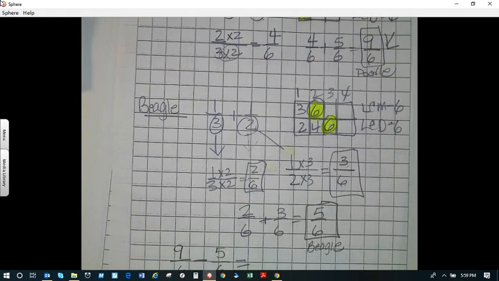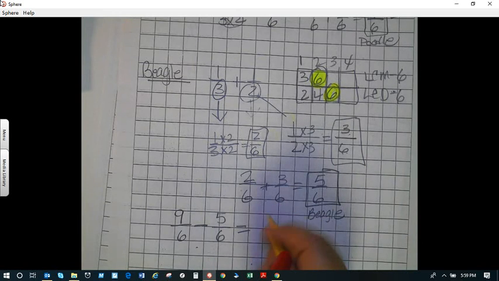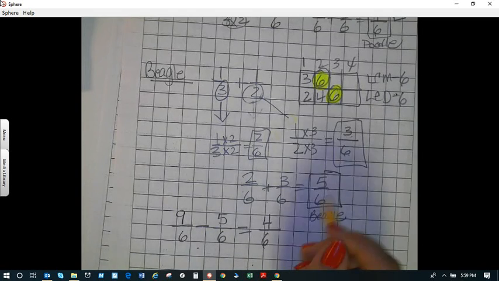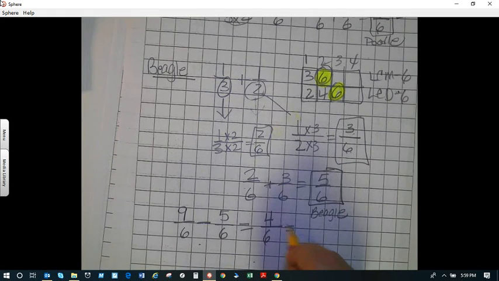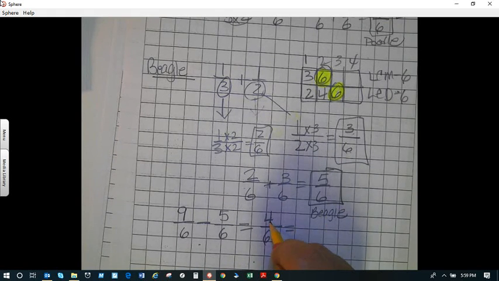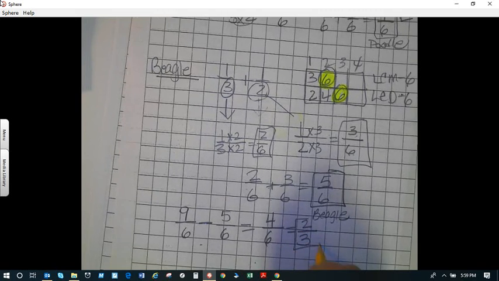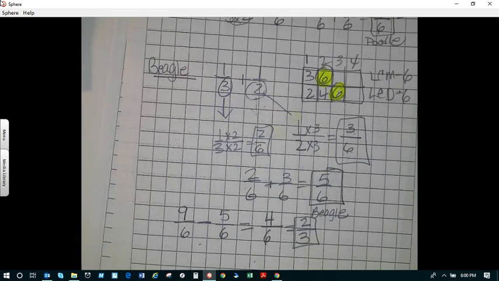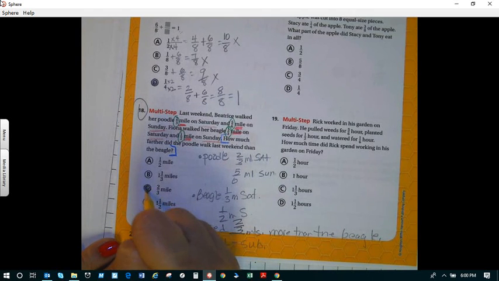Okay? So now I'm going to take the difference because I need to see how much further he went. So that was 4/6. He went 4/6 miles further. Well, we also said that if they're even numbers, I can take half. So half of 4 is 2. Half of 6 is 3. So our poodle went 2/3 miles more than the beagle. The answer is C. All right, there you go.